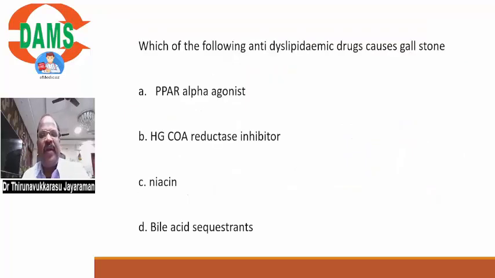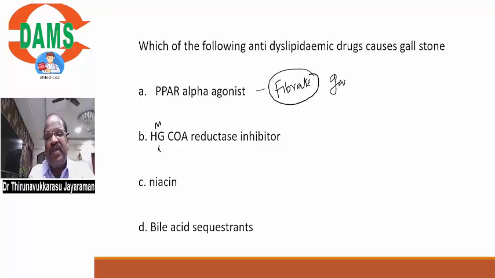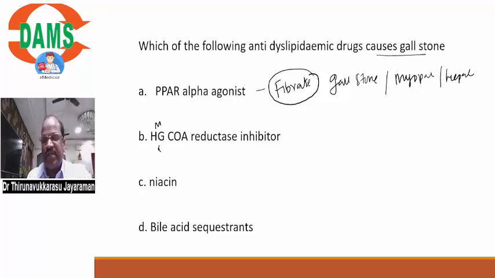Which of the following anti-dyslipidemic drugs causes gallstone? PPAR alpha agonist, HMG-CoA reductase blocker, niacin, bile acid sequestrant. I think it's a very simple question: PPAR alpha agonist. The fibrates, one of the most important adverse effects is that fibrates cause gallstone formation, and also risk of myopathy and hepatotoxicity. So for gallstone, the better answer is PPAR alpha agonist.